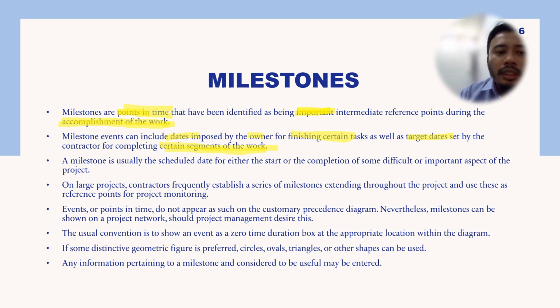The milestone is usually the scheduled date for either the start or the completion of some difficult or important aspect of the project. So it may mark a highly technical portion of the project. For example, in bridges, a milestone may start when you have completed launching the beam. Launching the beam is highly technical and involves the public, especially on a live road. So you need to stop road users.